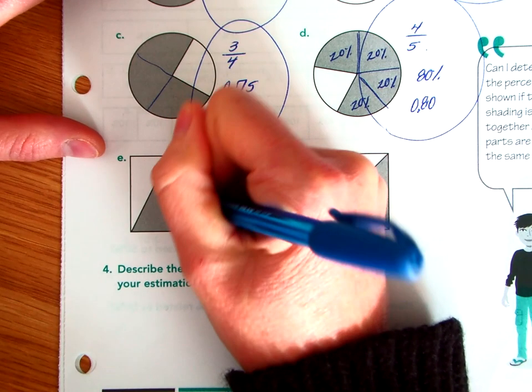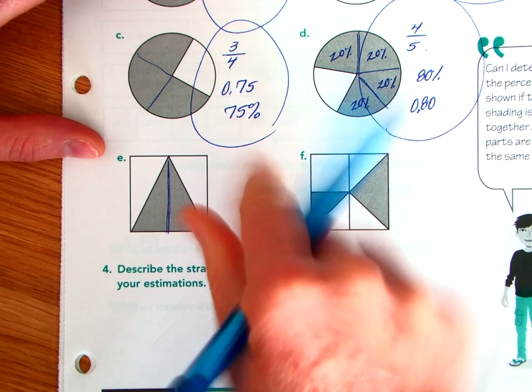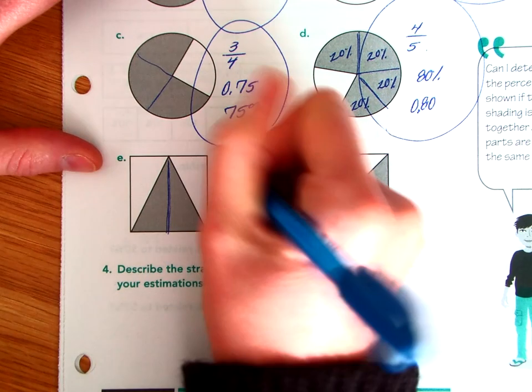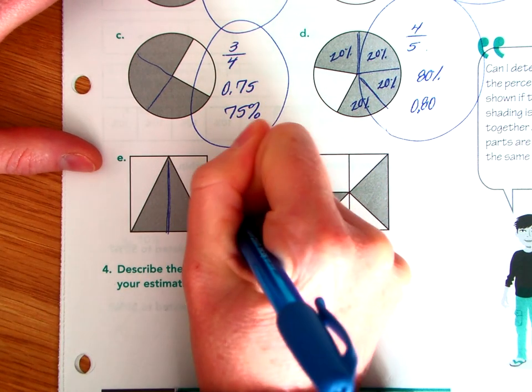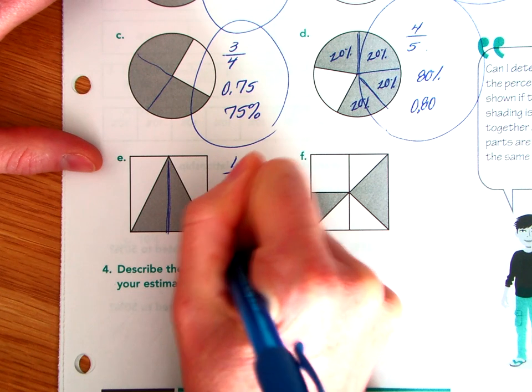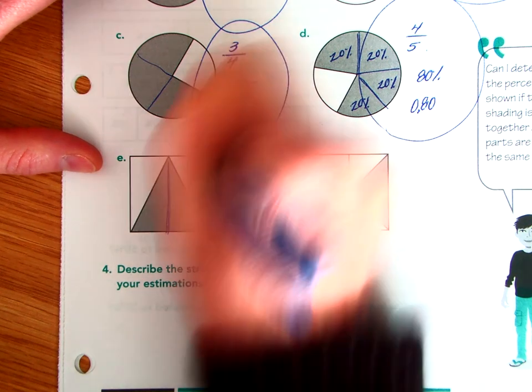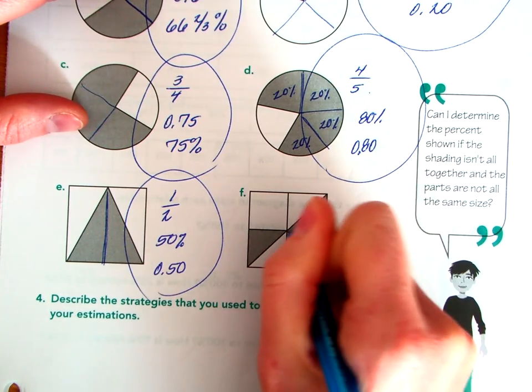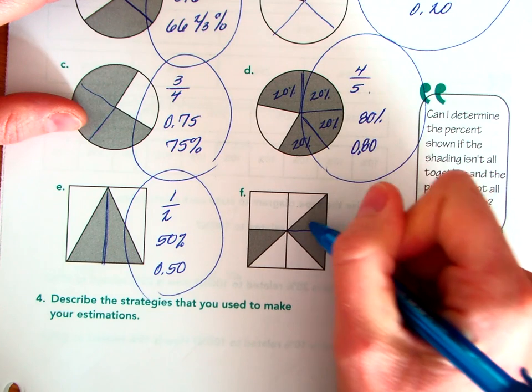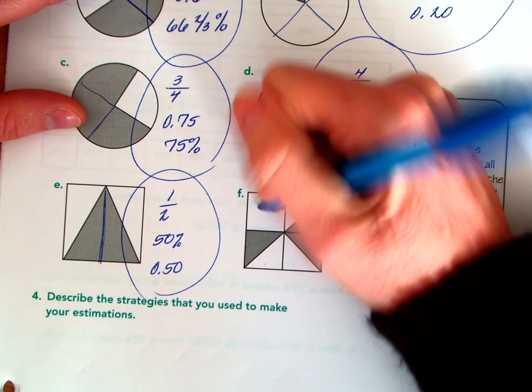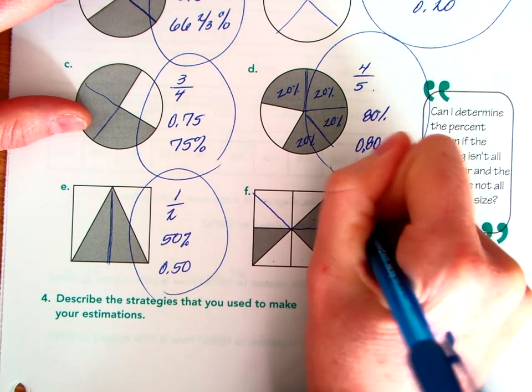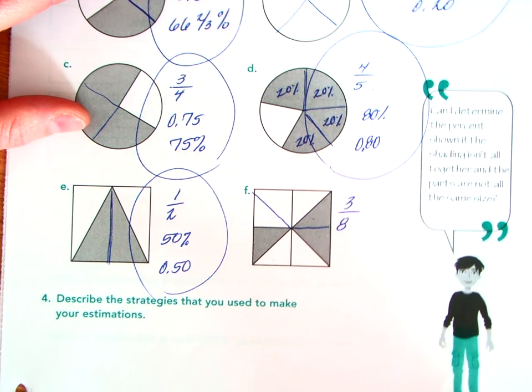Here, I'm seeing this as being able to flip or move around. I see this as 1/2. This one I'm cutting, so that's 1, 2, 3, 4, 5, 6, 7, 8 pieces. 3 out of the 8 pieces are shaded.